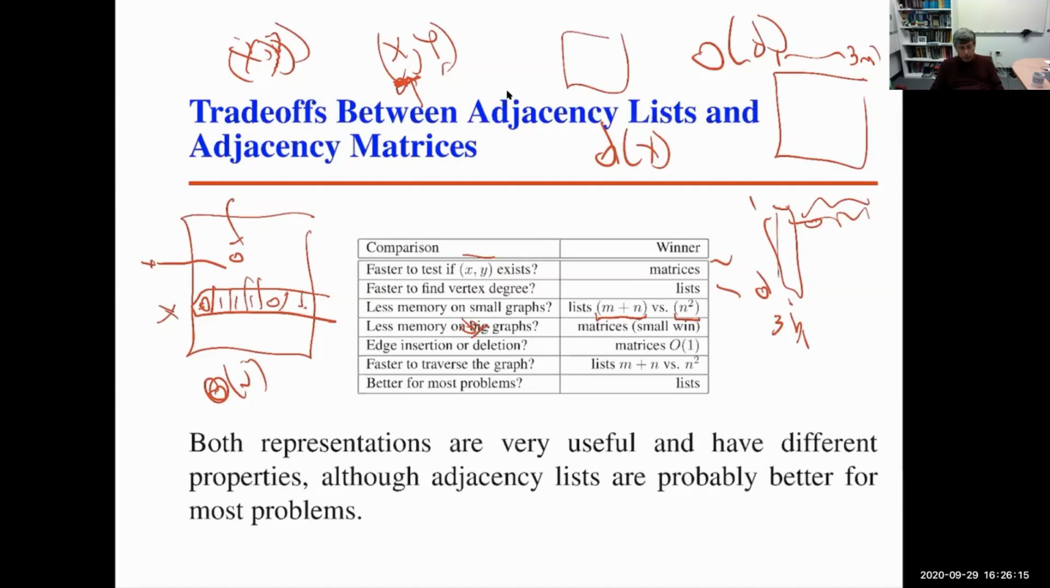Which is faster to insert or delete an edge? Generally, on matrices, inserting or deleting an edge is just diddling a bit. Deleting an edge from an adjacency list means finding where we put those two copies, which is basically proportional to the degree of the nodes.